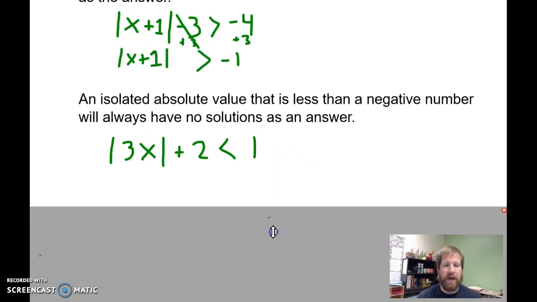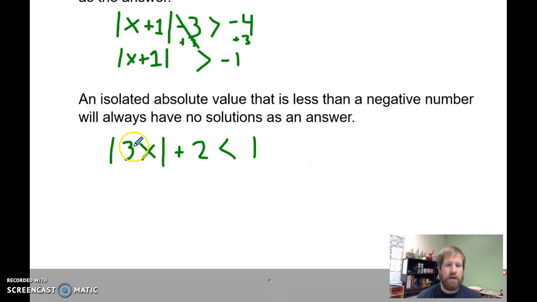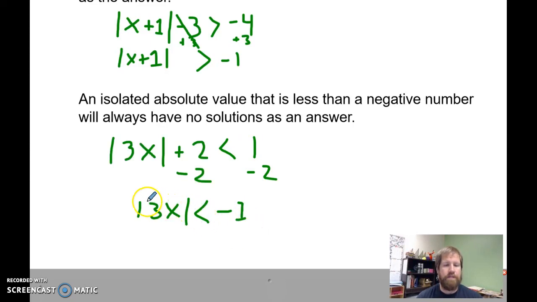All right. Now if we have the opposite, again, I've got to isolate my absolute value. Subtract 2, the absolute value of 3x is less than 1 minus 2, which is negative 1. So I've got my absolute value isolated, and I've got a negative number on the right-hand side. So that tells me I'm in one of my special cases, and now I've got to look at the sign.